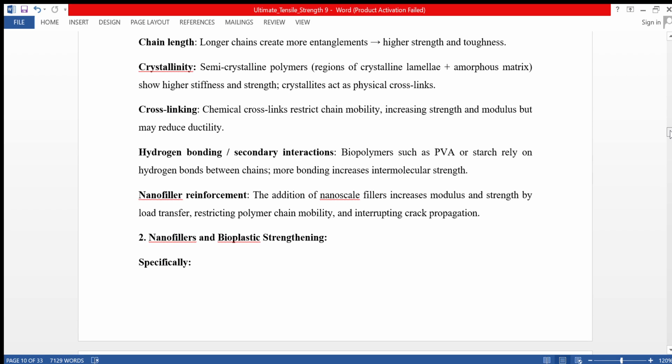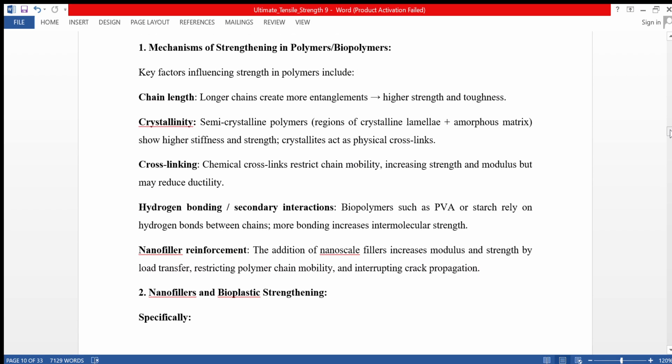Next point is mechanism of strengthening in polymer and biopolymer. Key factors influencing strength in polymers include chain length. Longer chains create more entanglements, higher strength and toughness. Crystallinity: semi-crystalline polymers show higher stiffness and strength.